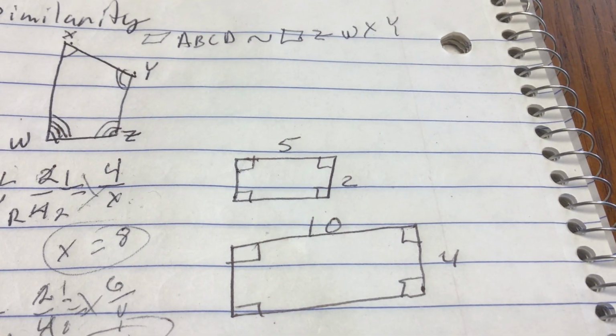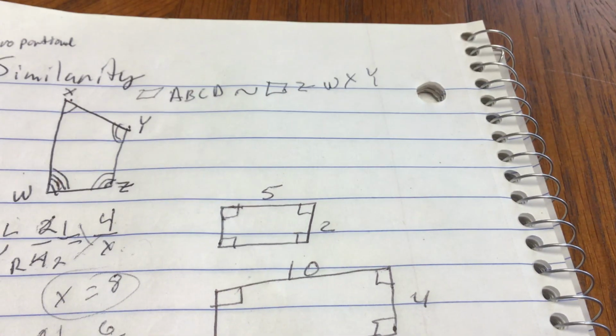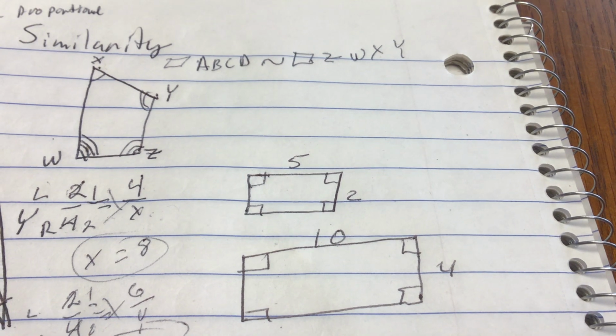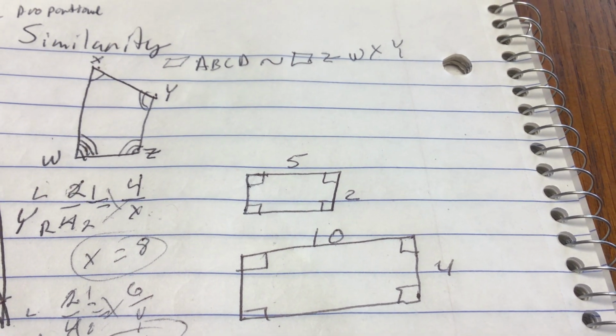And if so, how do you know? I'm going to show you an interesting little thing that happens here. Now, obviously, we're going to compare what we call scale factors. So the figure on the top is to scale with the figure on the bottom. What that means is that their side lengths are proportional. We're just going to show that.